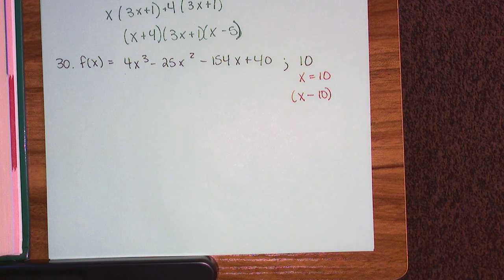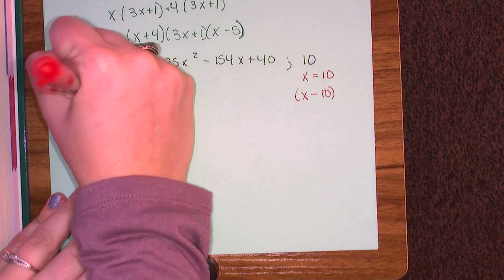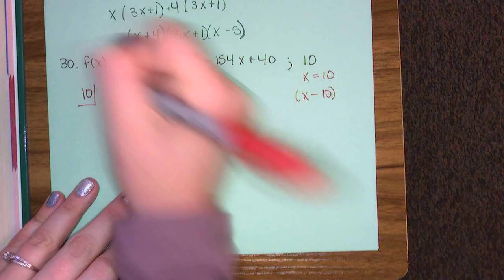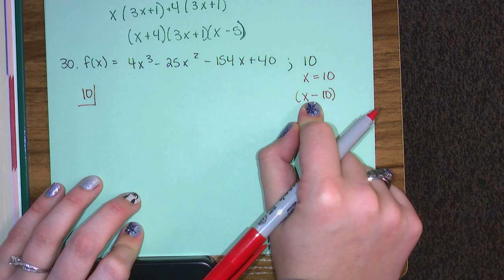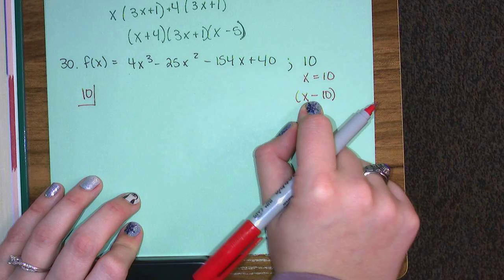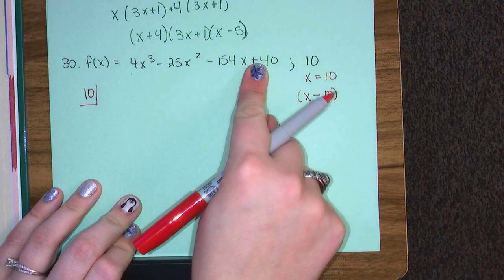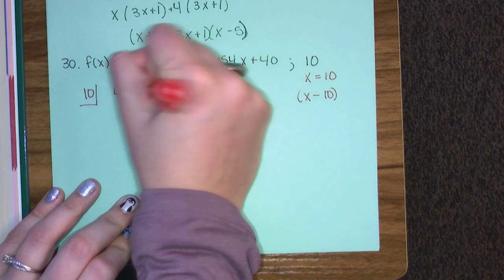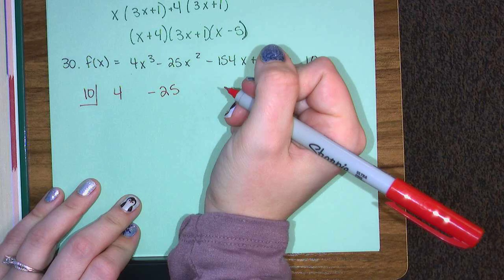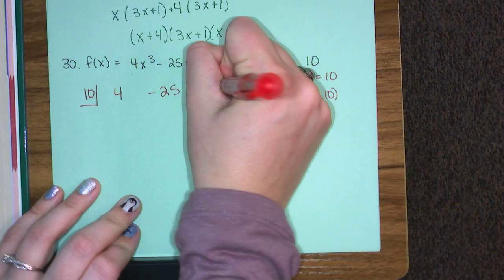So now I just take this 10 and stick it out front, because like I said, the sign was already changed for us because in reality this was the factor. So this is how I would make it look like the other problems that we've done. Obviously I'm not missing any terms, so that's good. So 4, negative 25, negative 154, and 40.